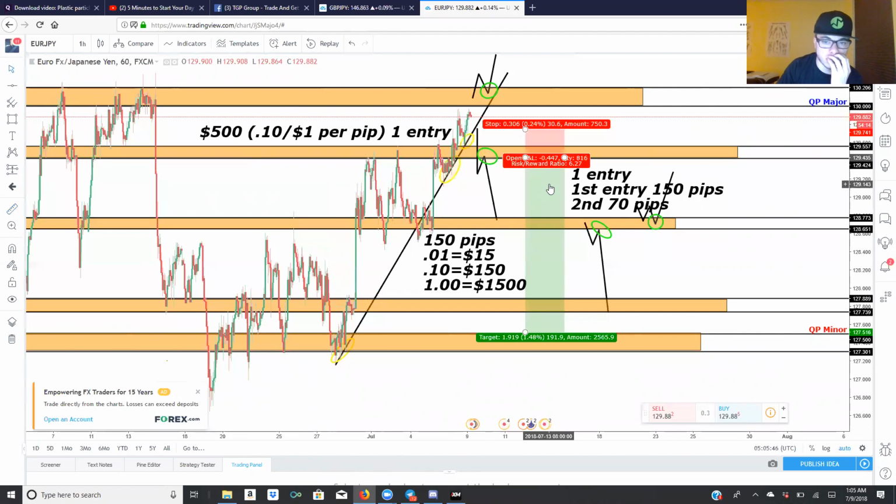So just keep it simple. If you're a London trader, trade a GBP, get to know a GBP pair and JPY pairs. Those are the pairs that move the most during London.